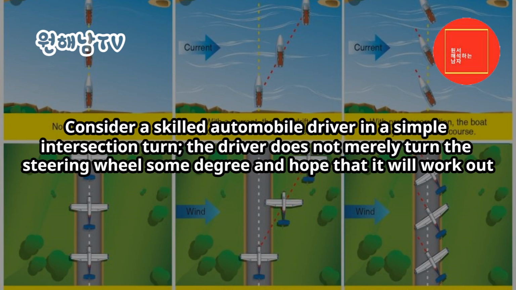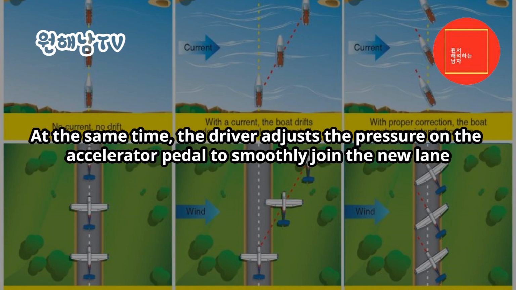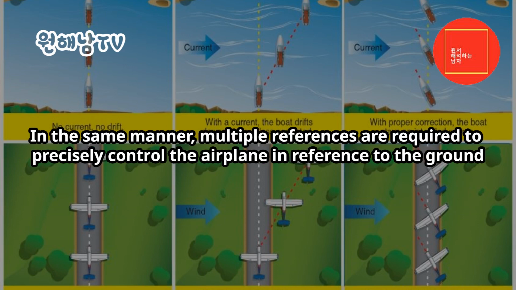Consider a skilled automobile driver in a simple intersection turn. The driver does not merely turn the steering wheel some degree and hope that it will work out. The driver picks out several references, such as an island to their side, a painted lane line, or the opposing curb, and uses those references to make almost imperceptible adjustments to the amount of deflection on the steering wheel. At the same time, the driver adjusts the pressure on the accelerator pedal to smoothly join the new lane. In the same manner, multiple references are required to precisely control the airplane in reference to the ground.